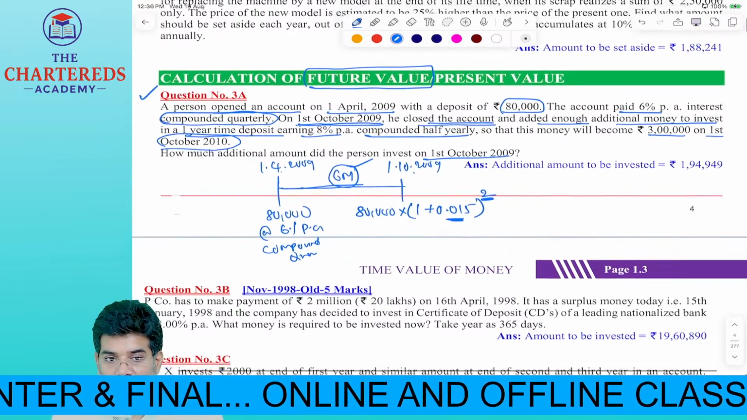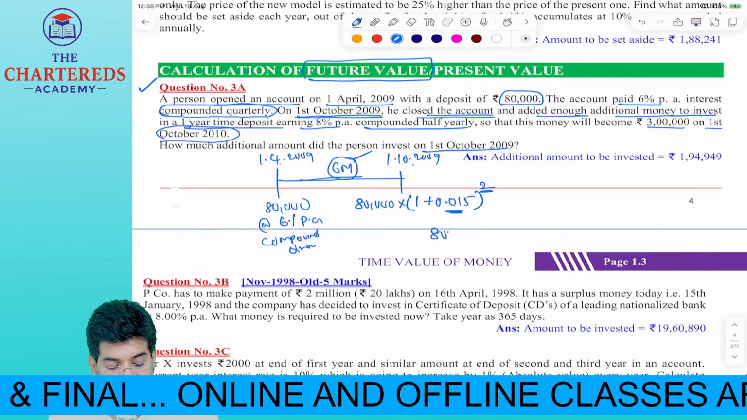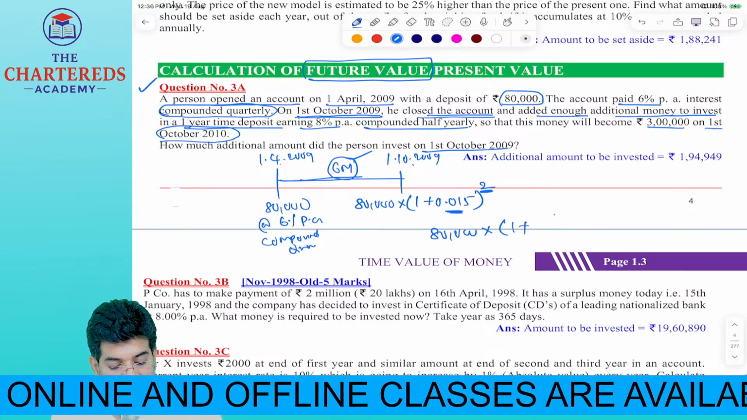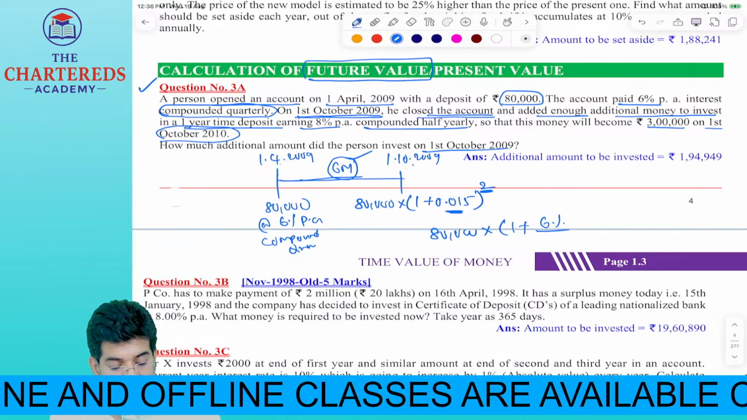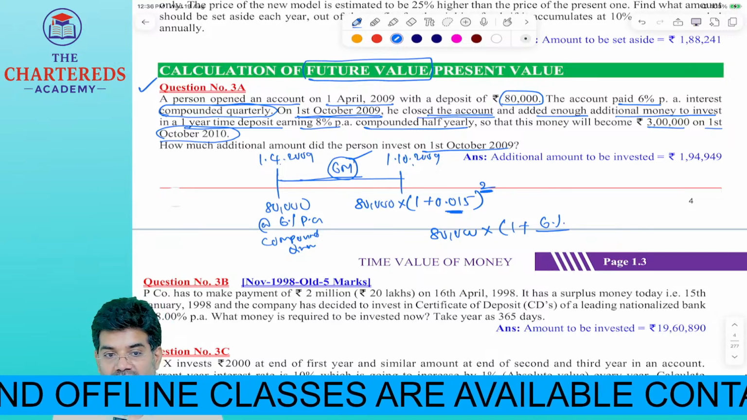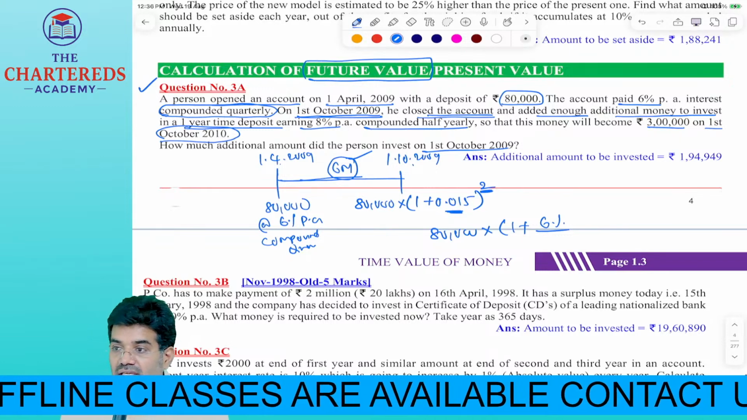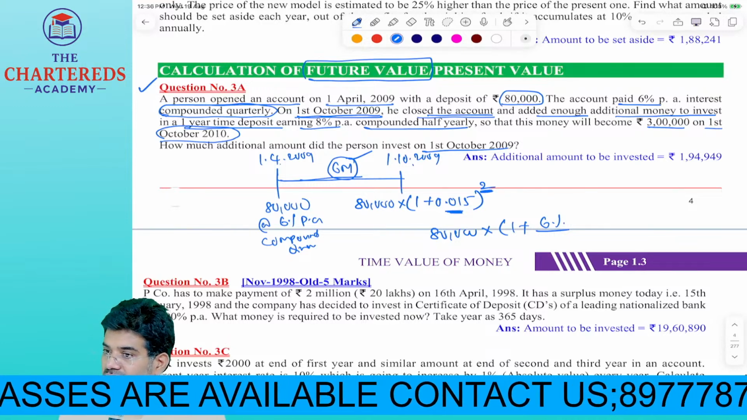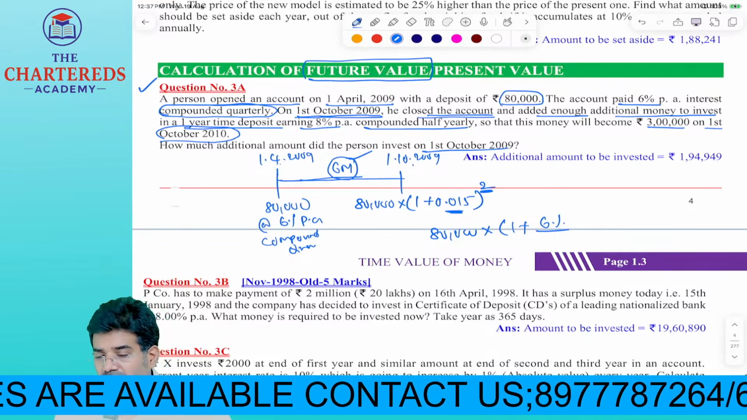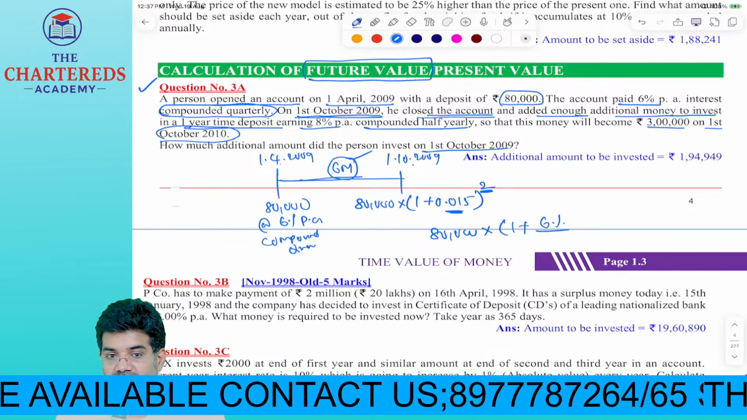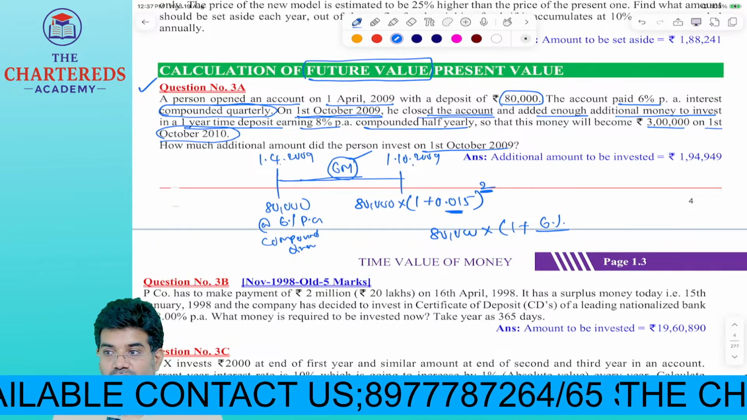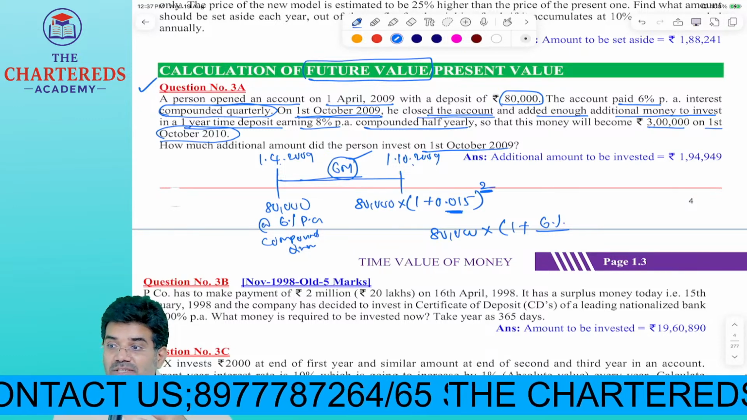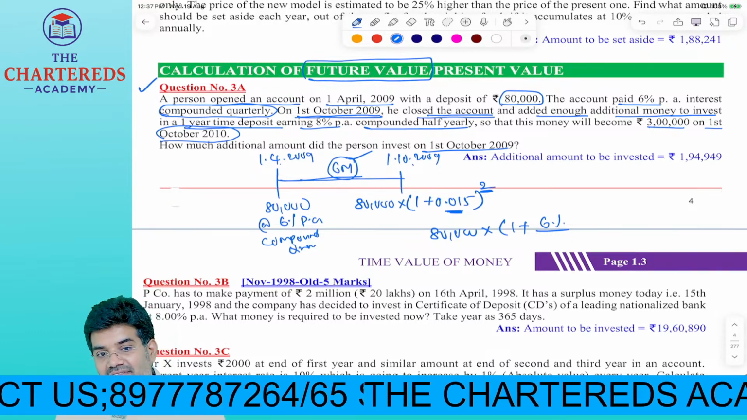Blindly if you are applying formula, what is the formula? Present value 80,000 into 1 plus interest rate per annum, 6%, divided by number of times compounding. In our investment period, how many times compounding will happen? What is the period of compounding? 2 times compounding will happen or not? That is for 6 months period. In a year, 4 times.